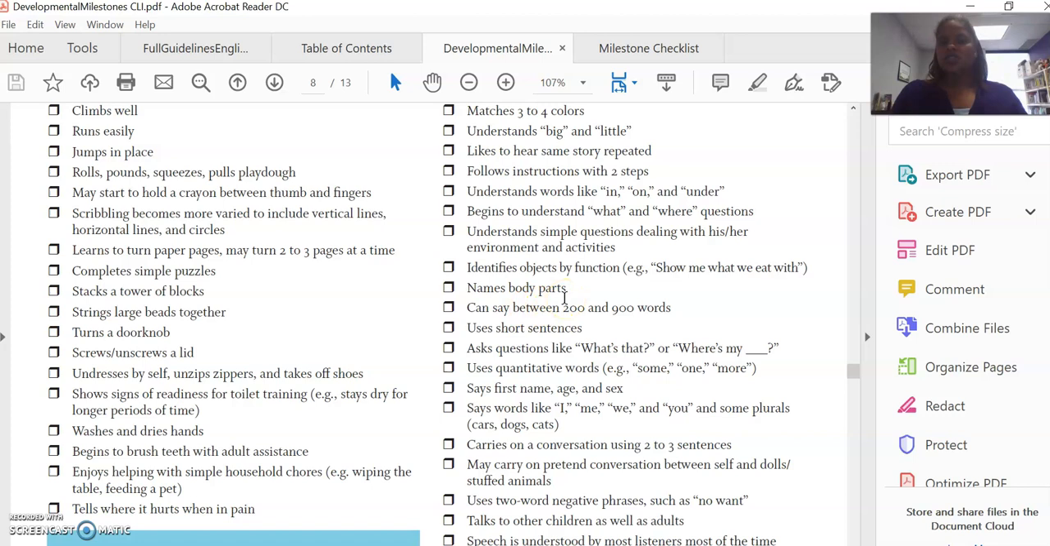One thing I always suggest is when you're using checklists, that you make notes. So name body parts. That's good general information, but what body parts can the child name? Can they name their arm? Can they name their nose? You know, those kinds of things. So you don't necessarily always want to just mark off and have no other information there. You're going to want to have other information that can help you when you're trying to give a full picture of what the child is able to do.